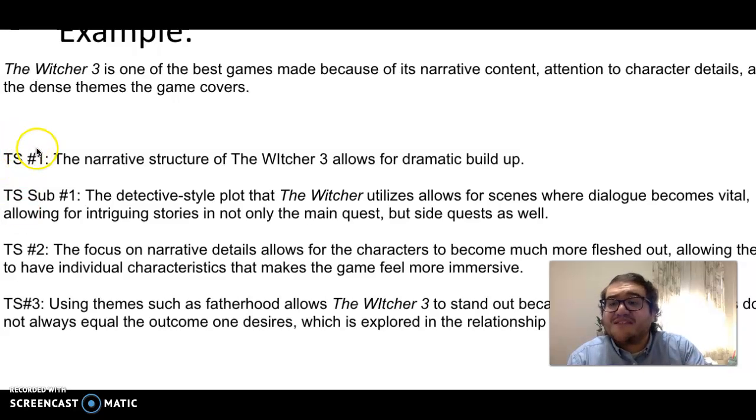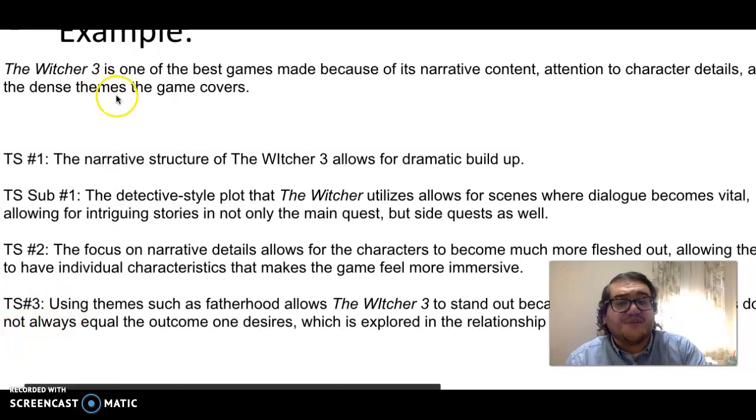So once again, topic sentence number 1 is for body paragraph A. It's connected to reason A. Topic sentence sub number 1 is my topic sentence for body paragraph B, but it's not moving on to reason B. It's still sticking to reason A. Finally, topic sentence number 2 does move on to reason B, and this would be my topic sentence for body paragraph C. And then finally, my last body paragraph, so I have 4 body paragraphs in total, and this will be moving on to my last reason, the dense themes the game covers.